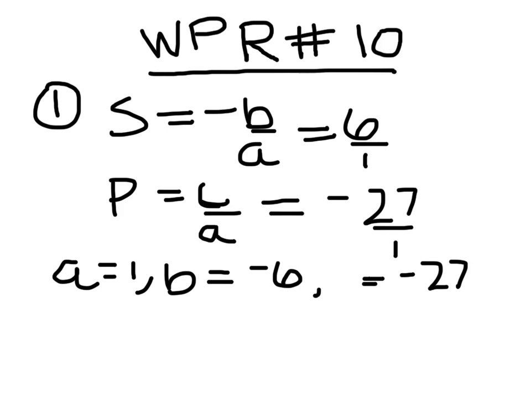So when we write our quadratic equation, it would be 1x squared minus 6x minus 27.